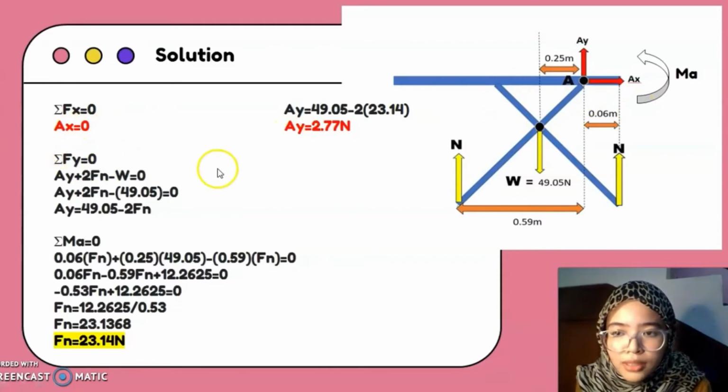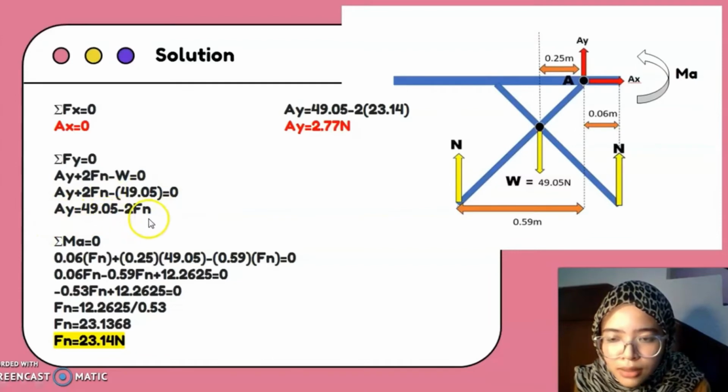For Fy equals 0, we're going to look here based on the free body diagram. So there's Ay minus W plus 2Fn, where Fn is the reaction force. And then we're going to get this equation, Ay equals 49.05 minus 2Fn.